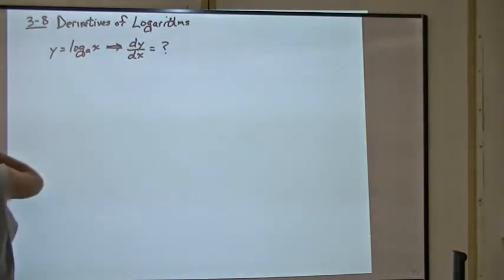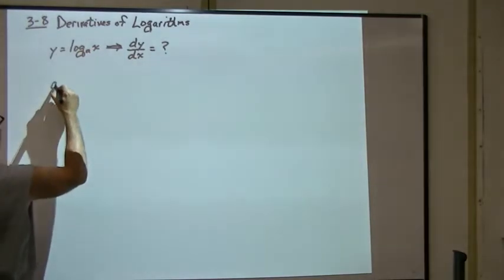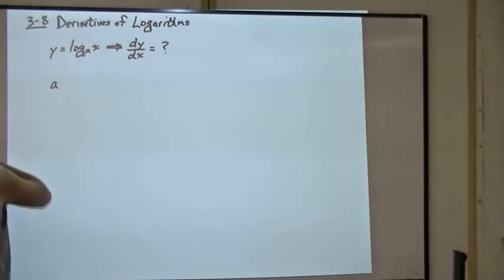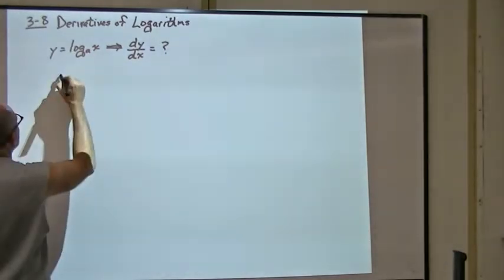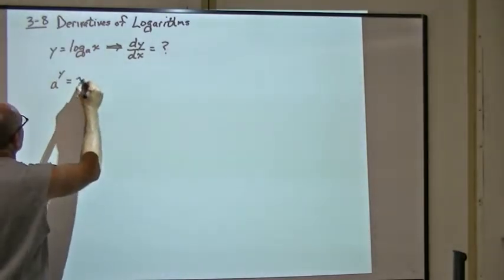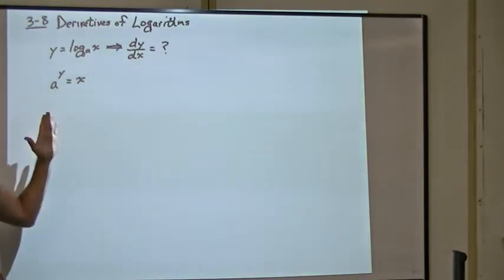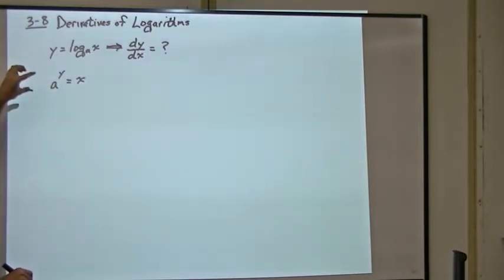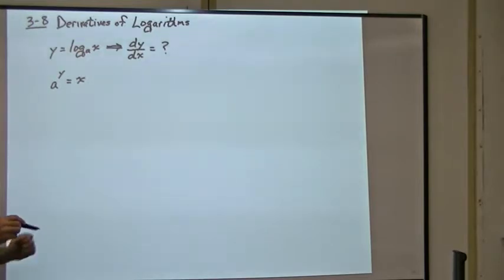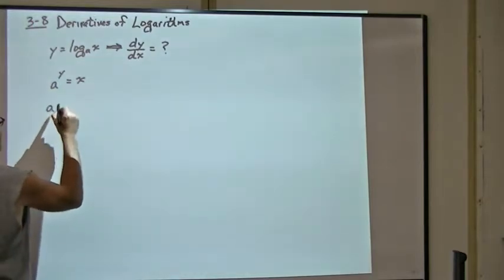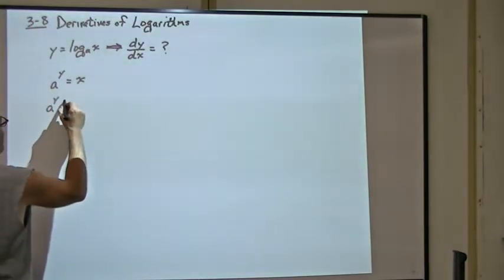So here we go. A to the y equals x. All right, now we're going to take the derivative implicitly. So the derivative of a to the y, well, remember, the derivative of e to the y would be e to the y. The derivative of a to the y is going to be a to the y natural log a.